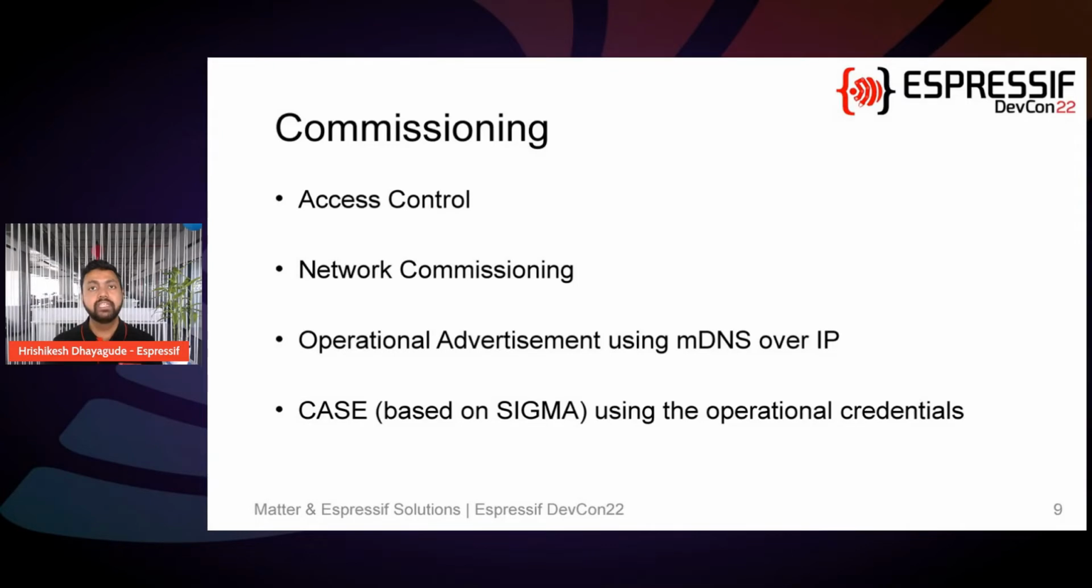The commissioner then discovers the device on the IP network and establishes a secure session called CASE. The node operational certificates that are installed in the operational credential step are used for this CASE establishment. This is based on the Sigma protocol. After that, all the messages that are exchanged between the two devices are secured with CASE. With this, the commissioning is complete.